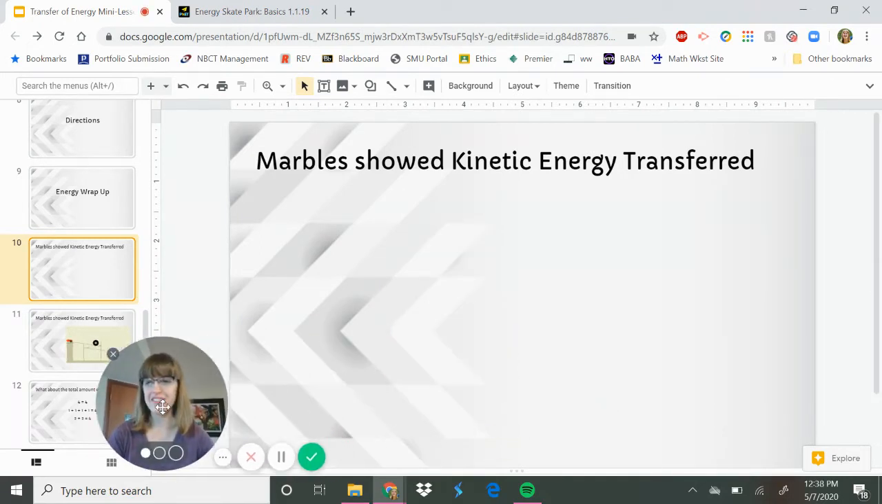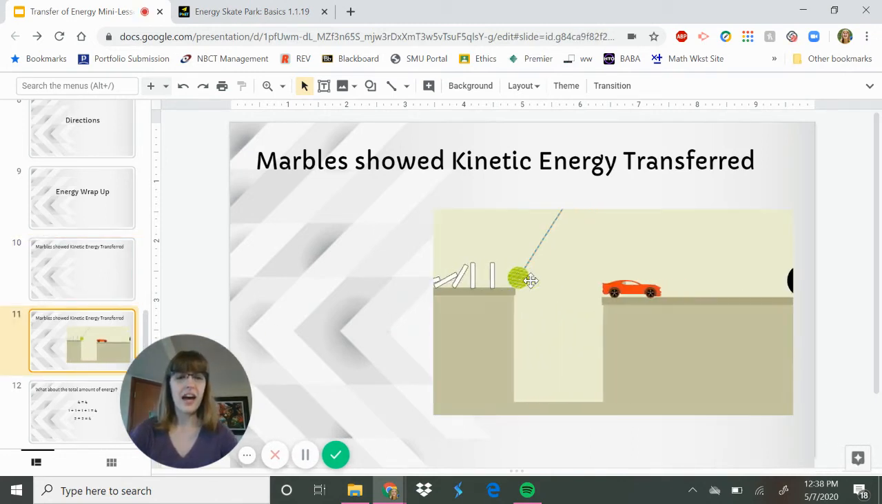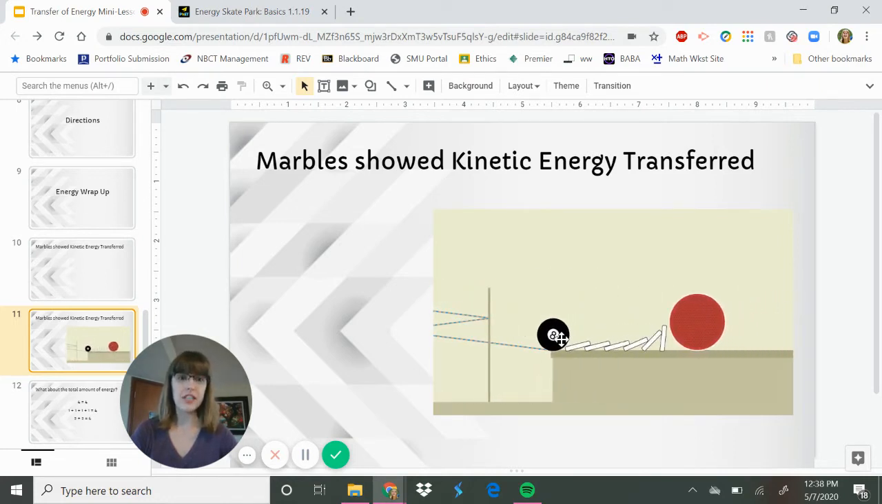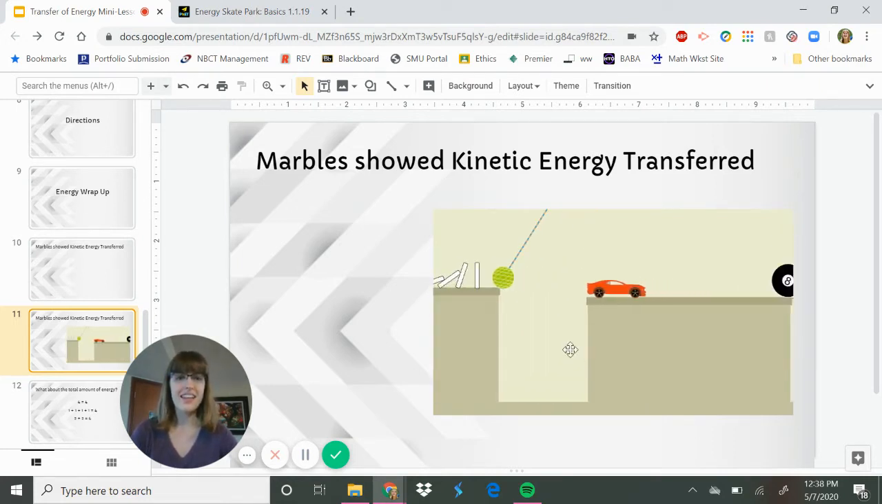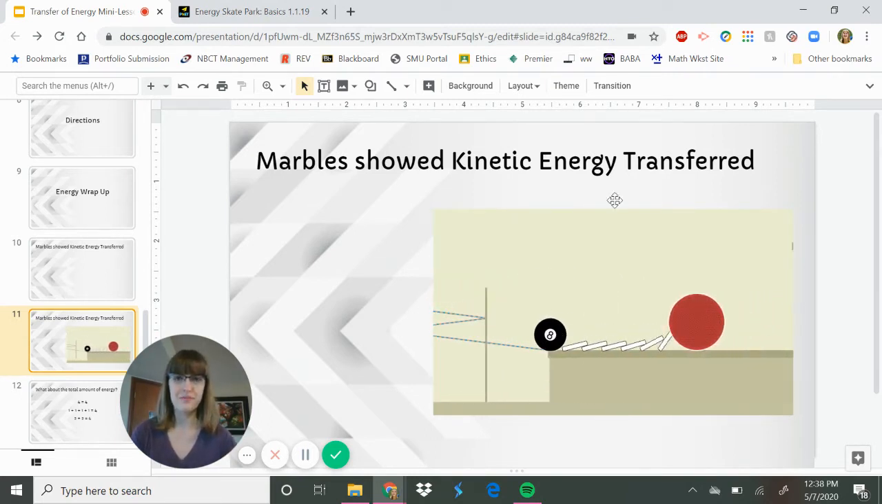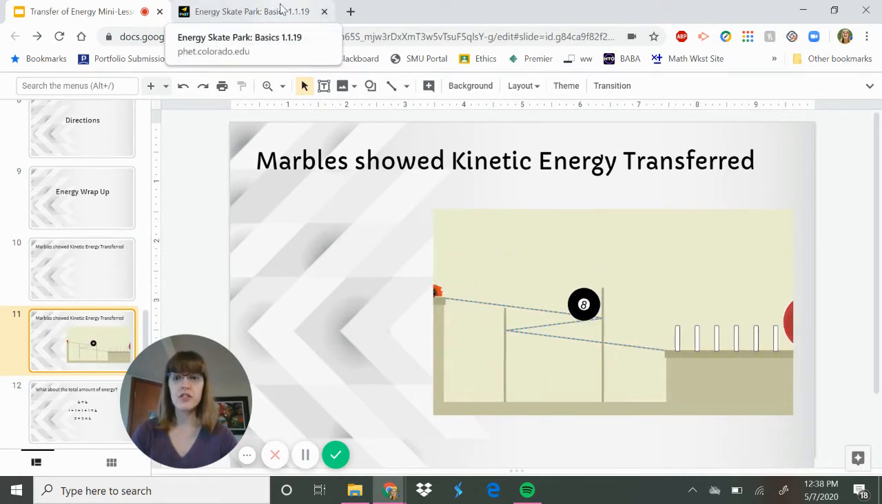That's the same type of idea that's used in Rube Goldberg machines. Objects are sitting still, just waiting until a moving object comes and hits the thing before it, and that gets it to move. That also shows kinetic energy being transferred. So that was experiment 1. Experiment 2 was your skate park.